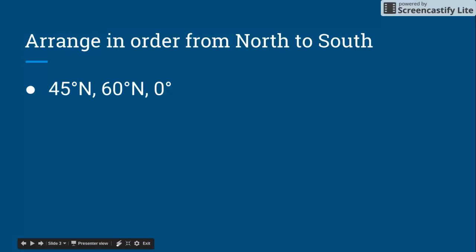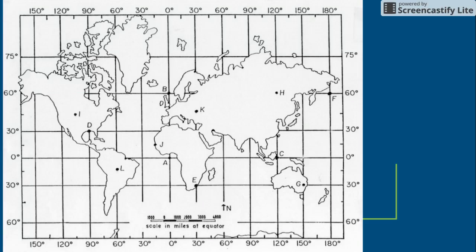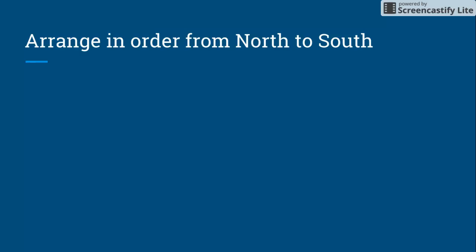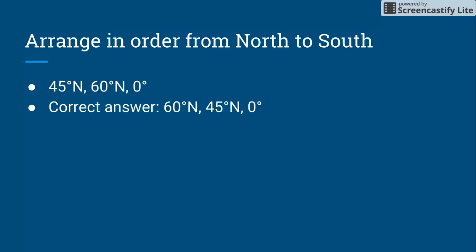Looking at these three, try to arrange them in order from north to south. Maybe you need the map. If you do, you can pause it right now and stare at the map and try to figure it out. If you don't, just don't hit pause and keep moving on. So here are our coordinates: 45 degrees north, 60 degrees north, 0 degrees, arranging in order from north to south. Correct answer should be 60, 45, then 0.